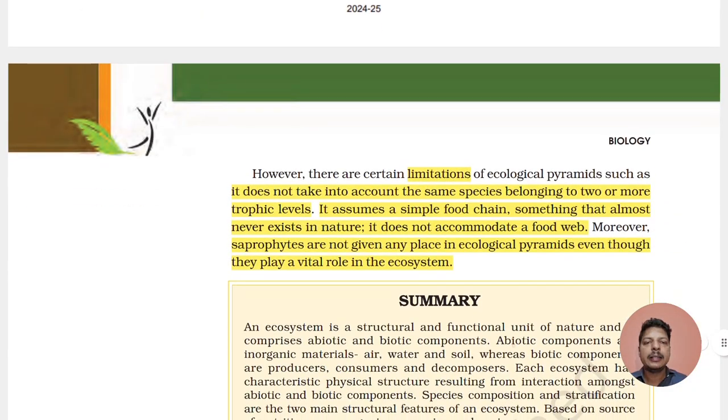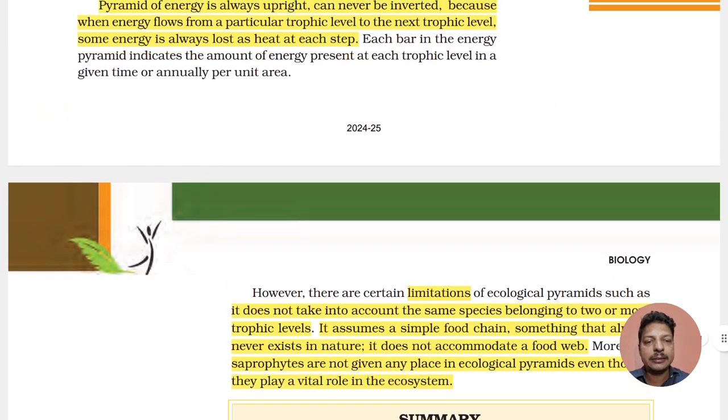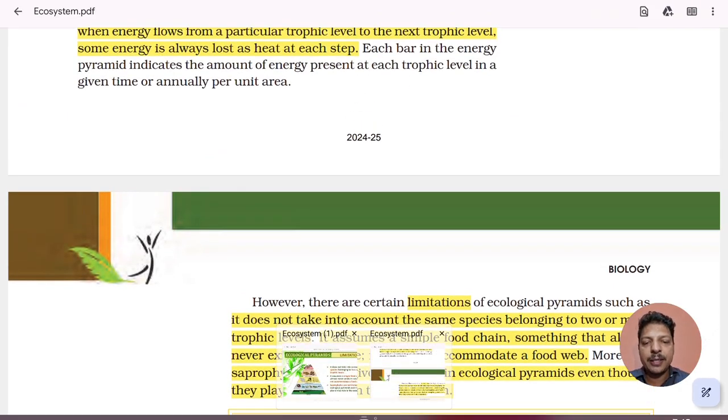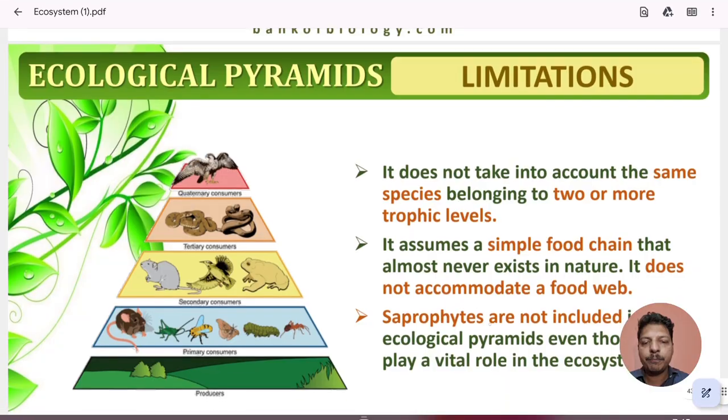Then limitations. Here you can see limitations are, it does not take into account that the same species belongs to 2 or more trophic levels. It assumes a simple food chain, something that almost never exists in nature. It does not accommodate a food web. Moreover, saprophytes, which play a vital important role in the ecosystem, are not included in any ecological pyramids. Okay, these are the limitations. And with this, we have completed this chapter.